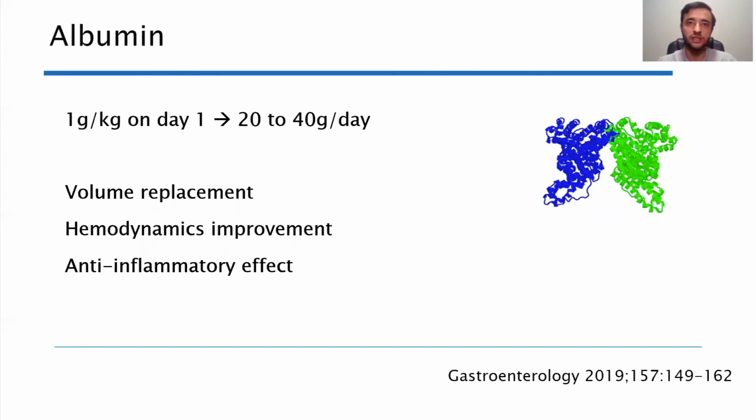Albumin is administered as 1 gram per kilogram in the first day and then 20 to 40 grams in the other days. It's responsible for volume replacement and also improvement in hemodynamic dysfunction. And nowadays we know that it also has anti-inflammatory effects.